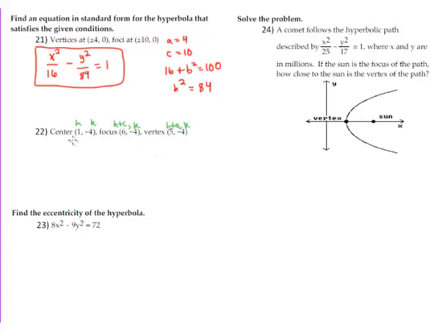So from the center, which is 1, our focus is at 6, which means c has to be 5 because that's the difference between those. The vertex is at 5 and the center is at 1, so that means a has to be the difference between those, which is 4. So we can find b because we can do a squared plus b squared equals c squared, and we get b squared equals 9. So because our y value didn't change, that means x comes first.